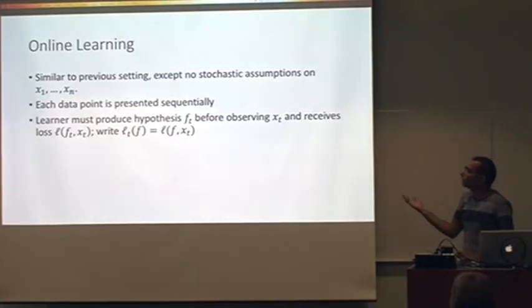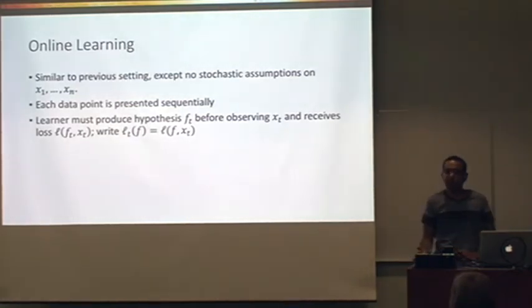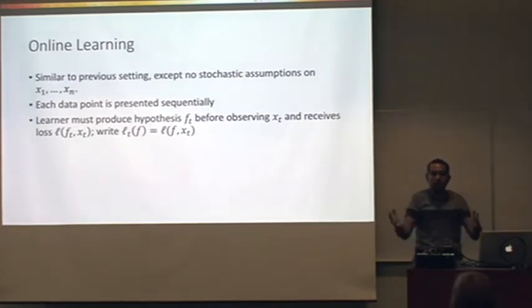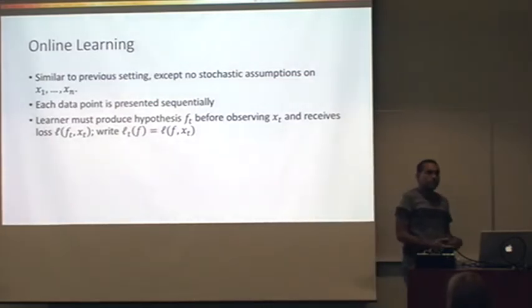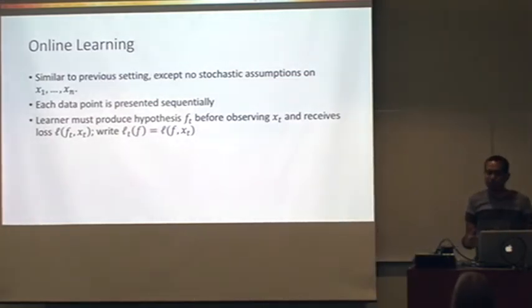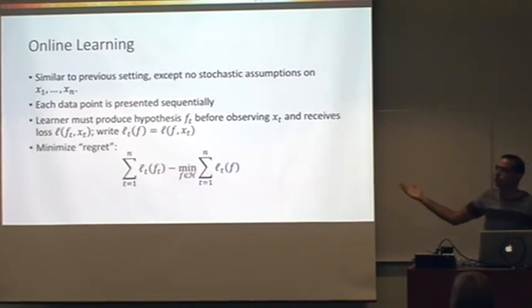And now, if you just wanted to minimize loss, it turns out that that's basically impossible because the adversary could just make an XT that gives you really bad loss, because you have to produce a hypothesis before you see the data, right? So maybe the adversary just produces data that makes your loss really bad, which is why we don't really care about loss per se, but what we do care about is this quantity called regret.